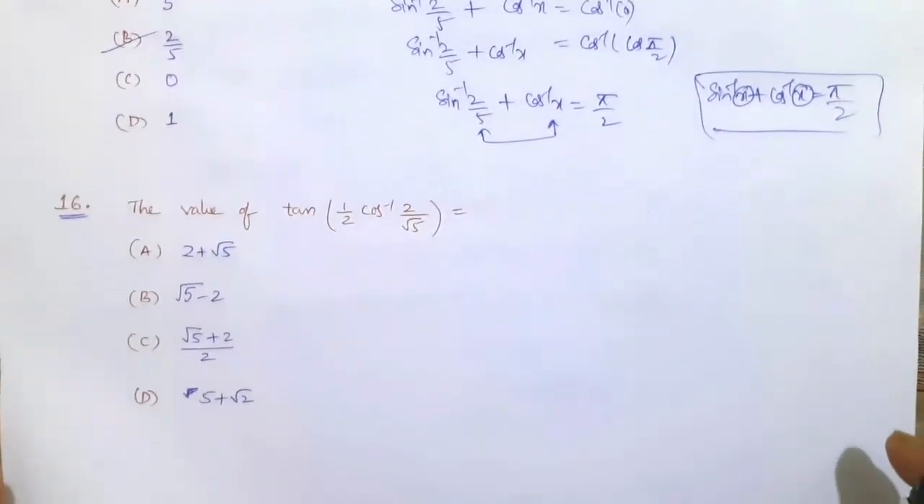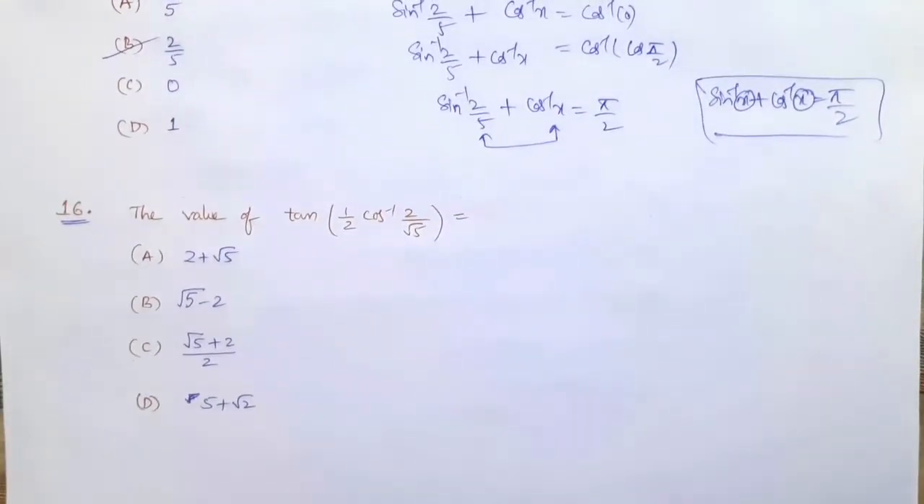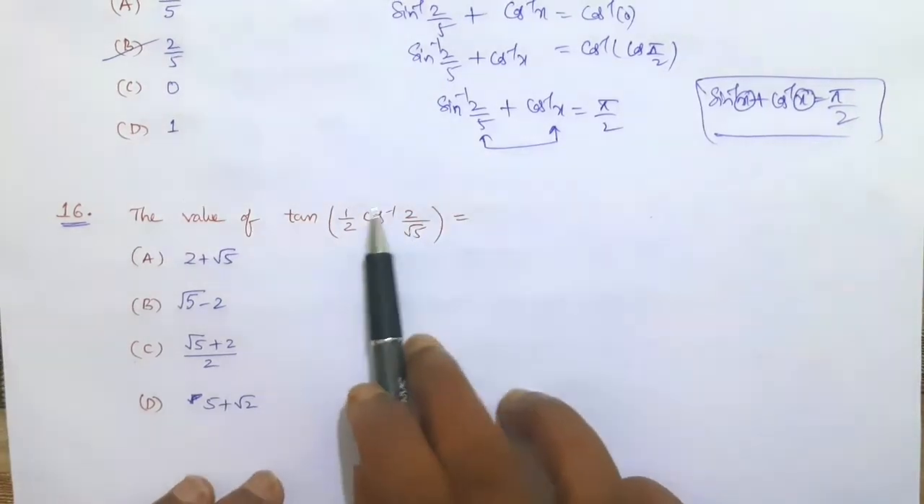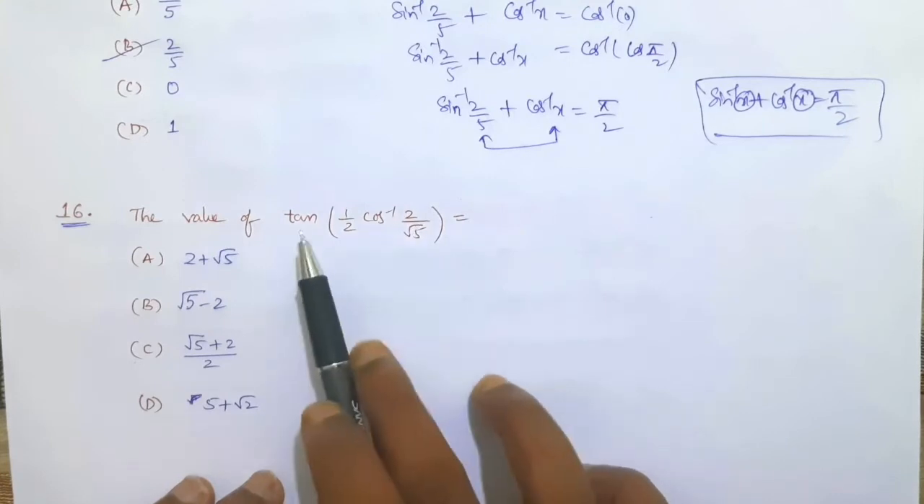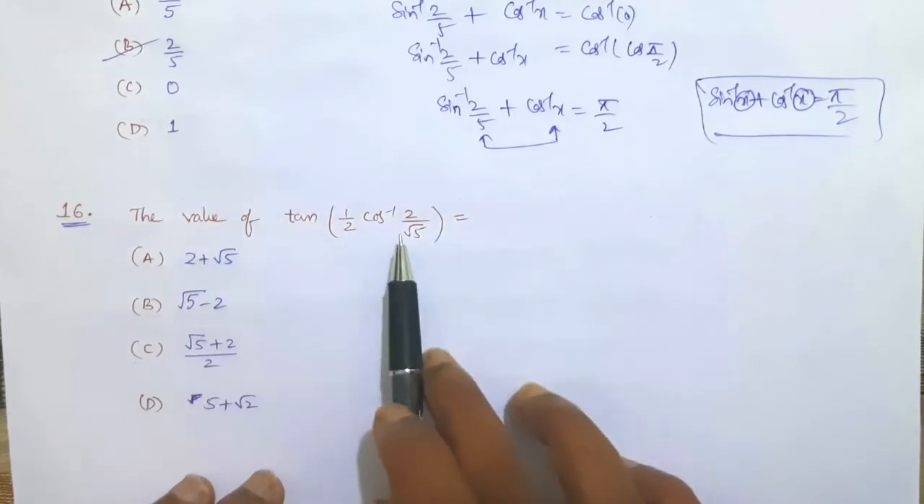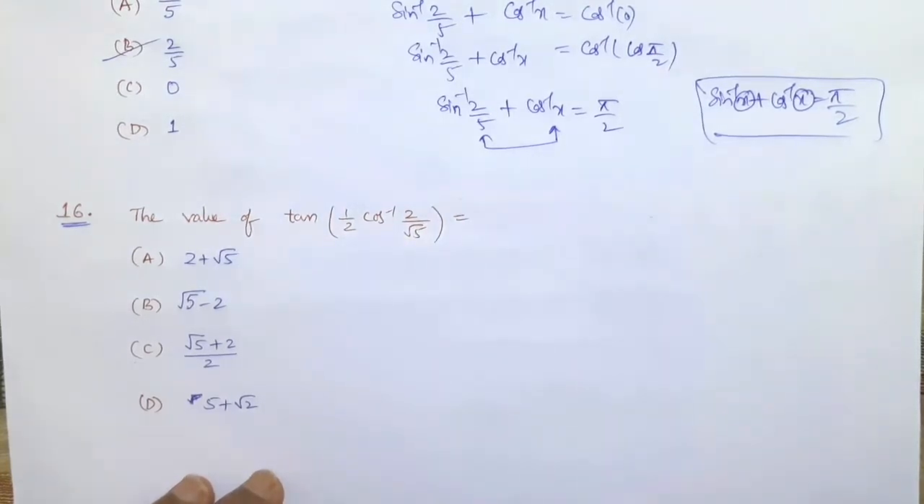Next, the value of tan of 1 by 2 cos inverse of 2 by 5. As I told, whenever we have something like this, we need to convert the whole thing in terms of tan inverse.